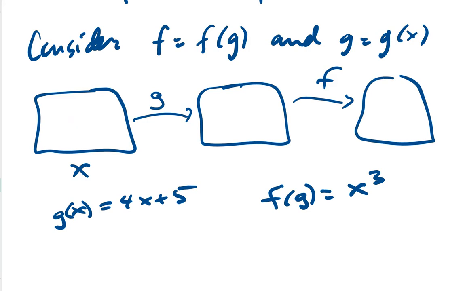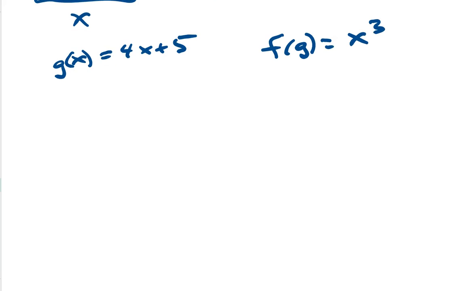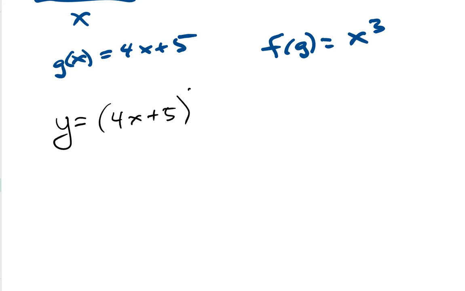So there's a little x in here, and g will take that and make it into 4x plus 5. F will take that and it'll cube it. So 4x plus 5 quantity cubed, like that. All right, so the question is, how do you take the derivative of that? So if you have y equals 4x plus 5 quantity cubed, what is the derivative?